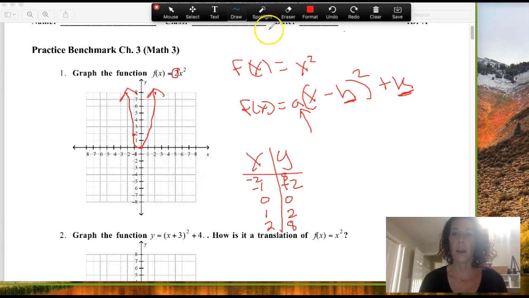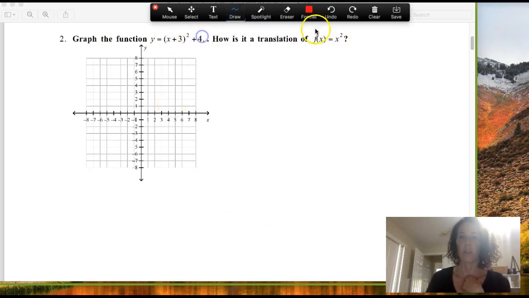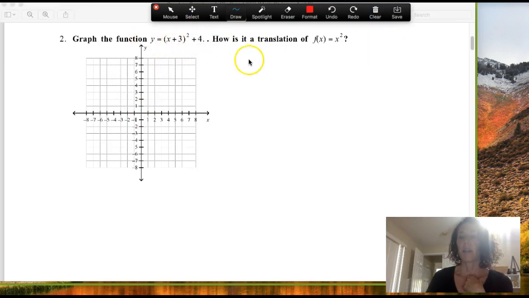All right, let's go ahead on to number 2. Okay, graph this function. How is it a translation of the parent function? I know my parent function, f of x equals x squared, is just a parabola, something like this, at 0, 0. Now, I can see this in my parent function if I have y equals a, that stretches or shrinks, times x minus h squared plus k. I know my h, k are my shifts.